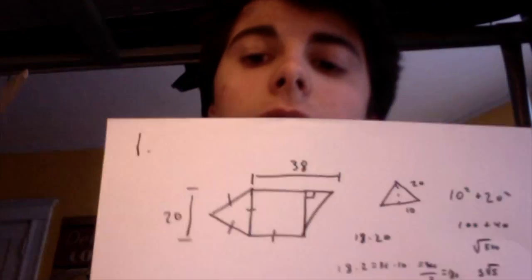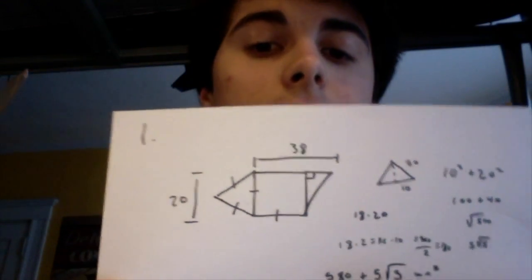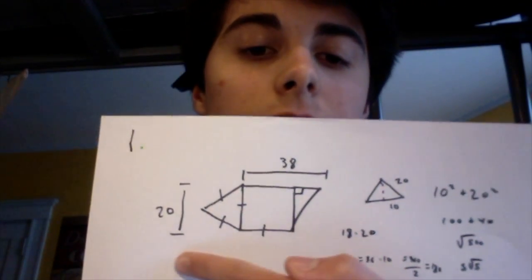This is Jack, and I am going to go over Chapter 11 test, Question 1. So, first things first, I have to show you what I did wrong. So, here's the question. It's to find the surface area of this composite figure.